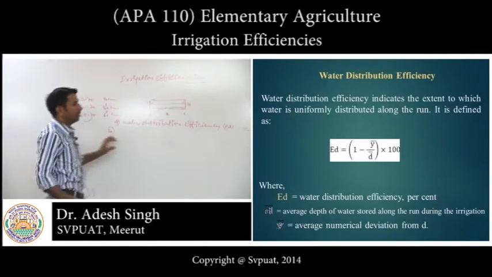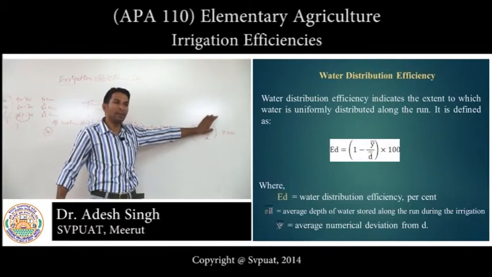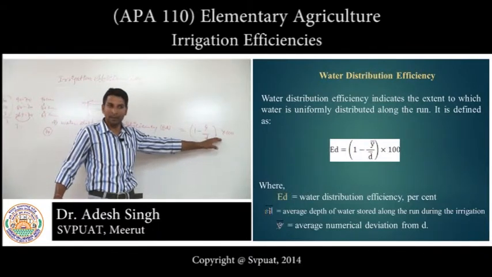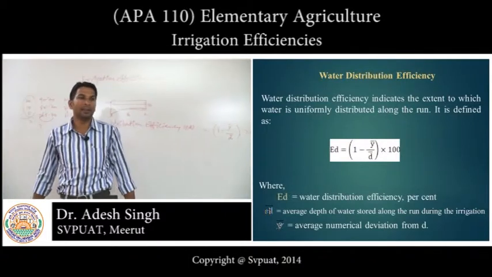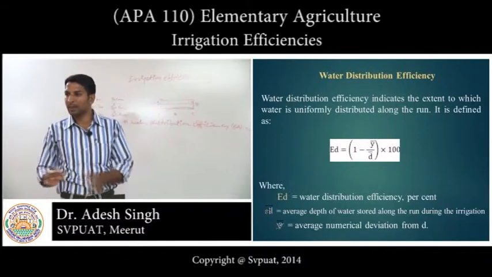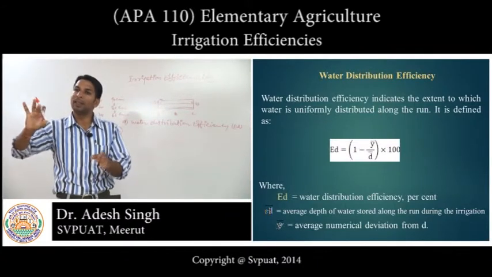So then 1 minus whatever may be the value, and here the average depth of the wetting, and multiply by 100. This distribution efficiency helps show how even the wetting is in the root zone.